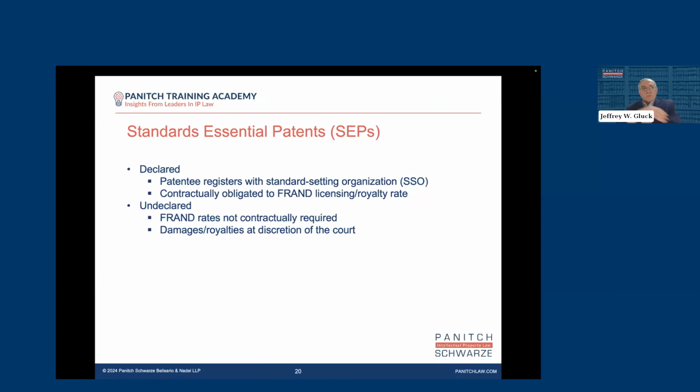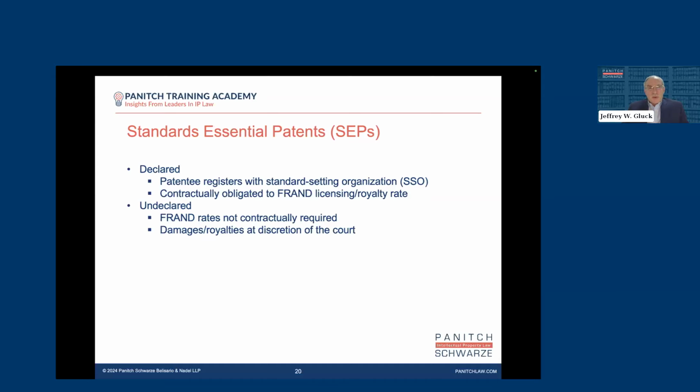Okay. Well, given the time constraints, obviously, I'm going to try and give an overview of damages in the arena of standards essential patents. There are many details that go into this, but with that being said, why don't we get started?